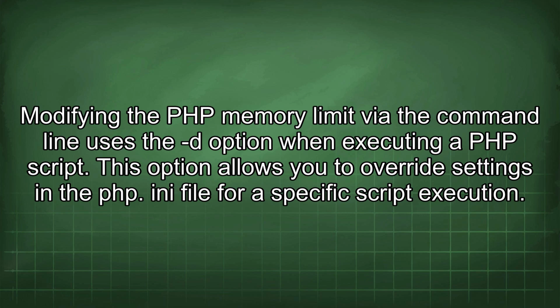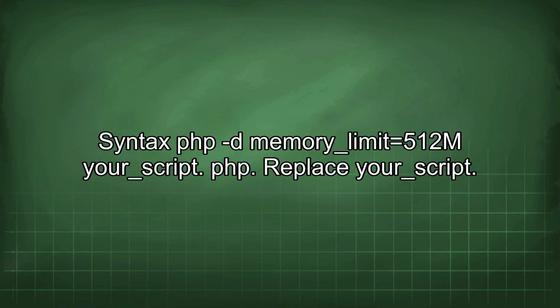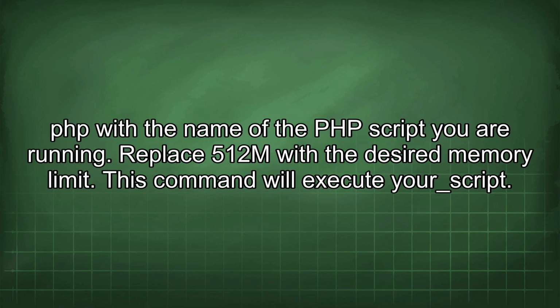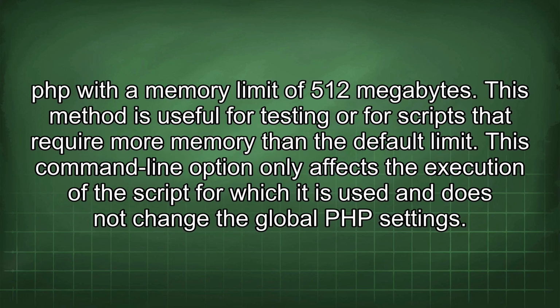Modifying the PHP memory limit via the command line uses the -d option when executing a PHP script. This option allows you to override settings in the php.ini file for a specific script execution. Syntax: php -d memory_limit=512M your_script.php. Replace your_script.php with the name of the PHP script you are running. Replace 512M with the desired memory limit. This command will execute your script.php with a memory limit of 512 megabytes.